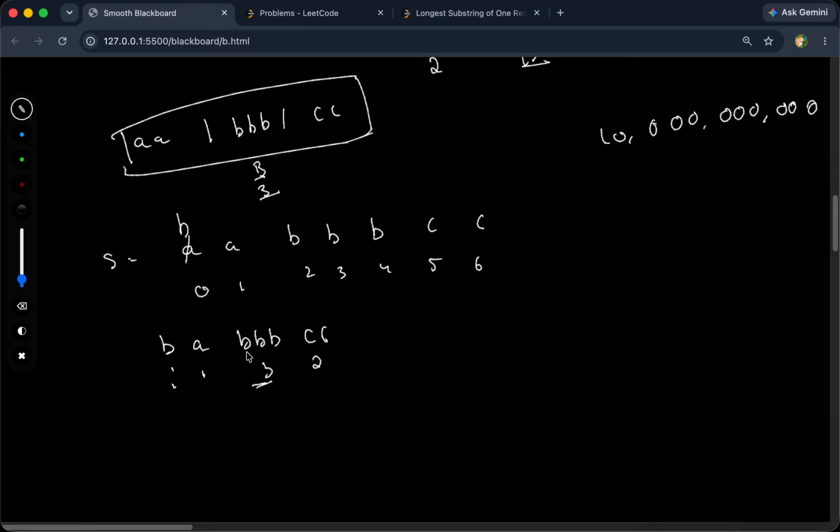Now suppose the next query says index 1. Let me write this: B A B B B C C, indices 0 1 2 3 4 5 6, index 1 and new character is B. So we have to change index 1, which is A, to B. Now the longest length is B with length 5 and C is 2, so the answer is 5.